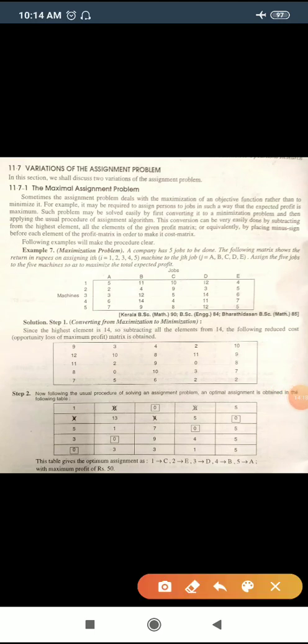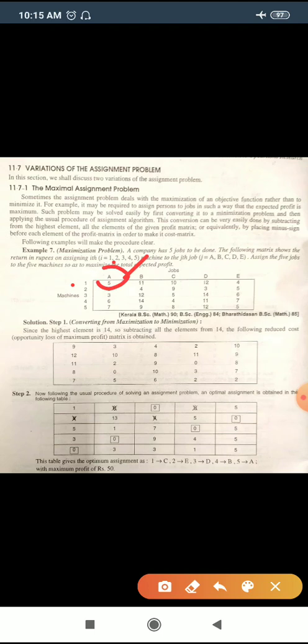Another special case of the assignment problem is the maximization problem. If we have a profit table, not a cost table, and we solve this assignment, if the first person performs the first job, then 5 rupees profit. These are profits, not costs. So we are given the profit table. First of all, we convert this profit table into a cost table.